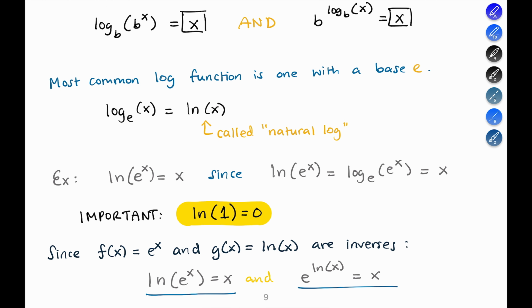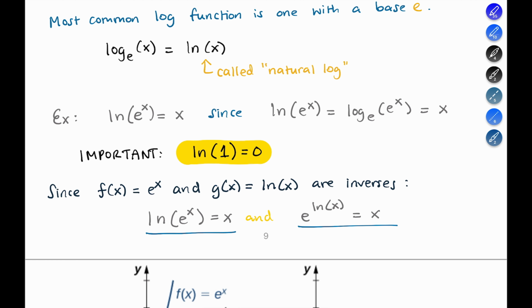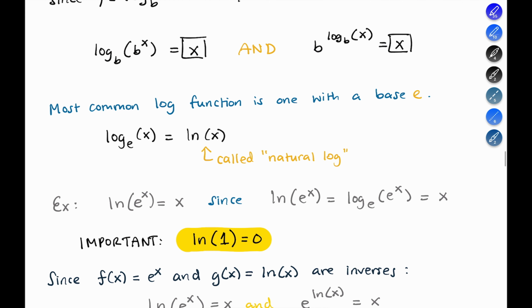So for an example, if we take the natural log of e to the power of x, that's going to be equal to x because it's the inverse. If we substitute e for b in the situation, like up here, then it still works the same. And it's the same logic for over here. An important thing to know is that ln of 1 is equal to 0. And so since f of x is equal to e to the power of x, and g of x is equal to ln of x, they are inverses. So we have the same logic that I explained earlier with these two.